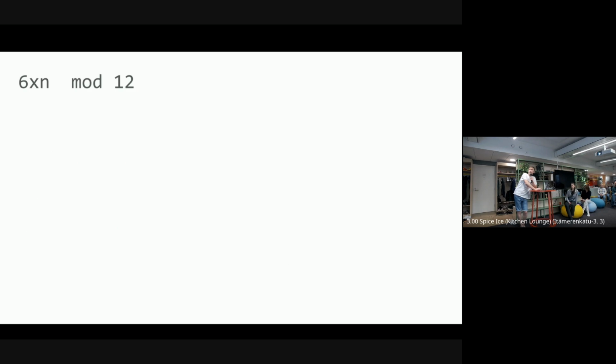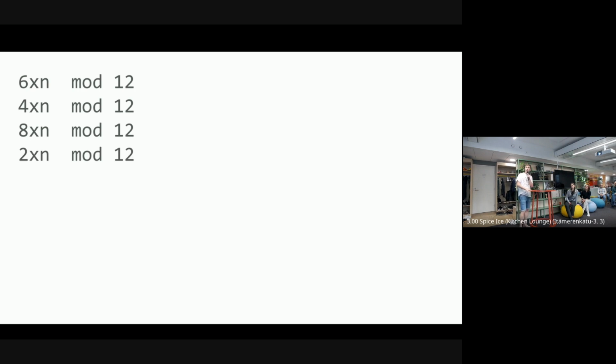So 6 times n is going to be either 0 or 6. 4 times n, I'll tell you, is going to be either 0, 4, or 8: 0, 4, 8, 0, 4, 8. This one is going to be 0, 2, 4, basically every even number between 0 and 11. This one, on the other hand, is a nice one. This one is going to touch every number on the clock.